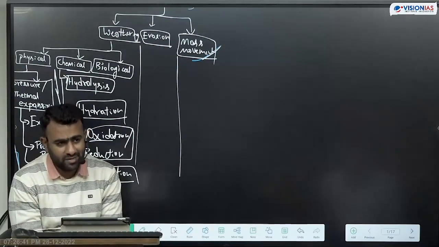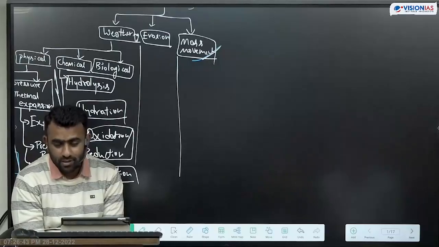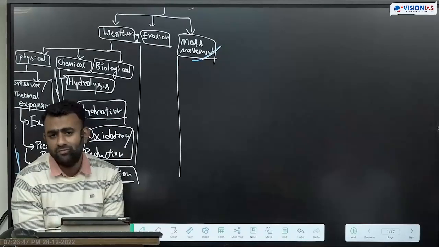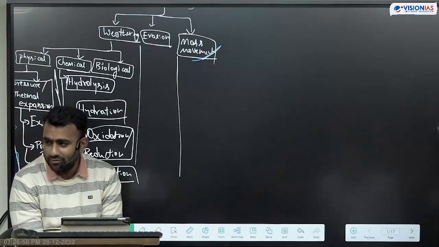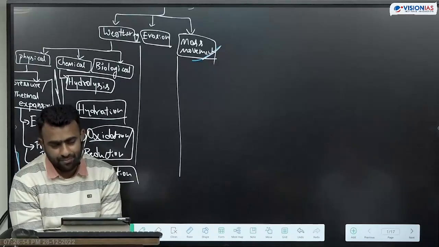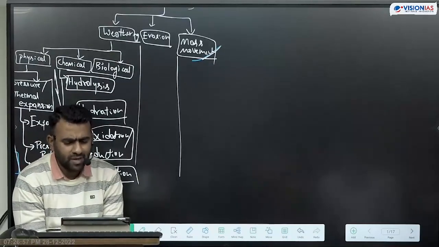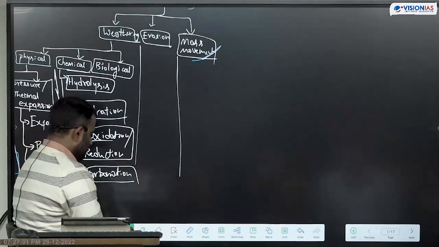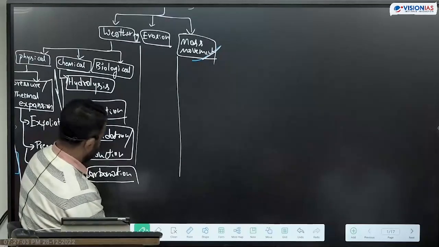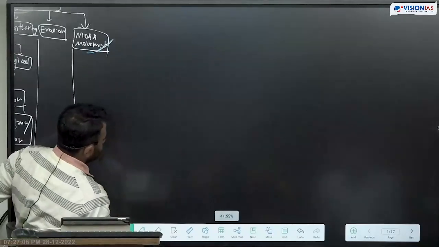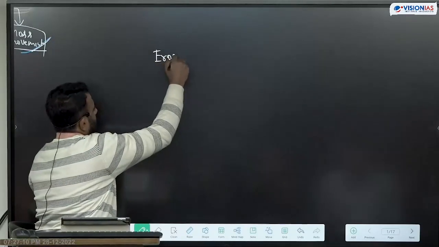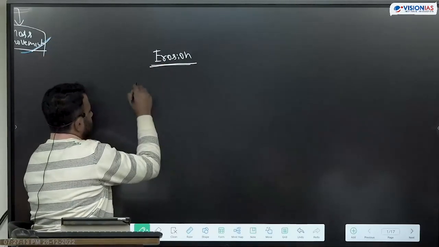For example, wherever there is a river flow, along the entire region where the river is flowing, it results in the creation of riverine landforms. That is due to the erosion and deposition of river sediments. So we'll study about that. We need to remember the important erosional types. Okay, leave this. So next, types of erosion.